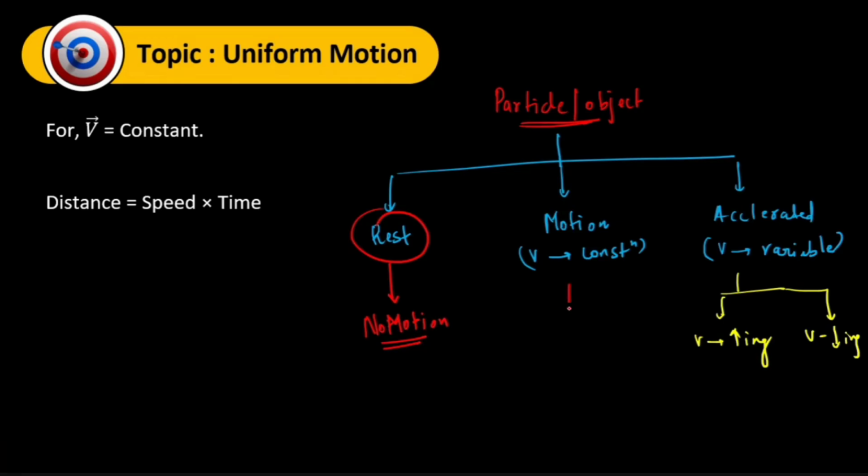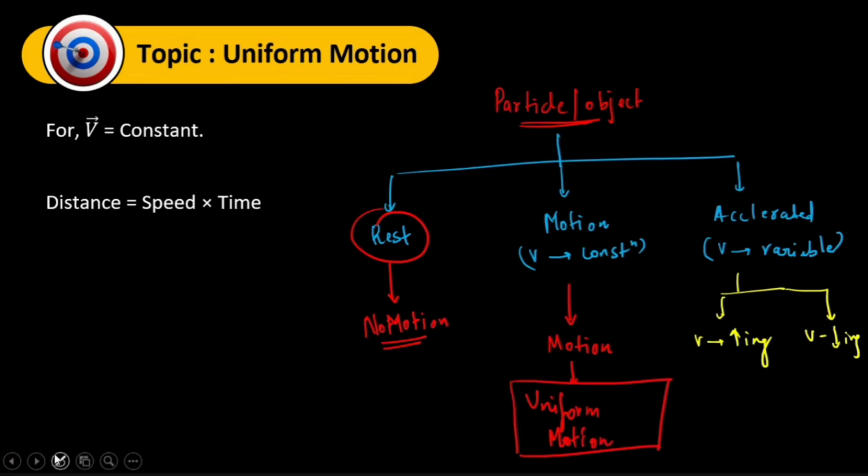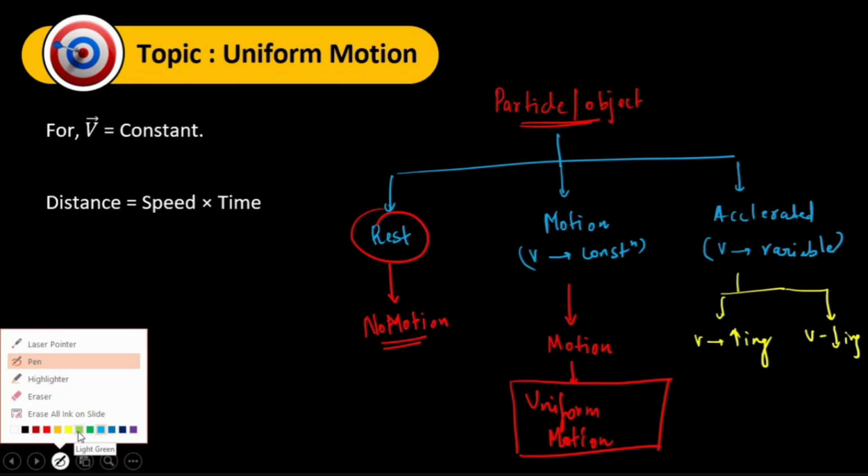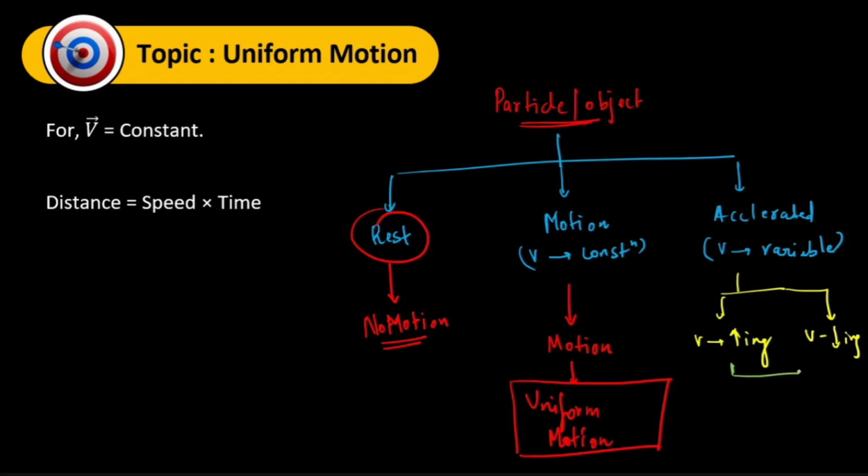In that case, it is going to be motion, but what kind of motion is it? It is going to be uniform motion. That is the condition for uniform motion: when the particle is traveling at a constant velocity without any change in its velocity. Then there are two different types of accelerated motions as well. Both of them will come under non-uniform motion, because here there is a rate of change of velocity.